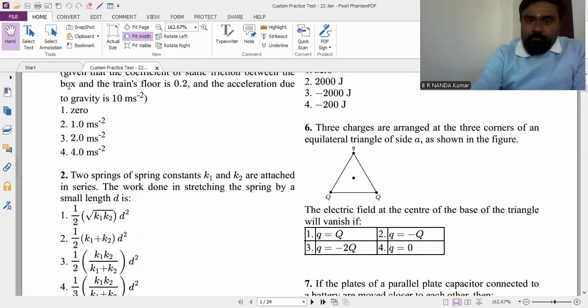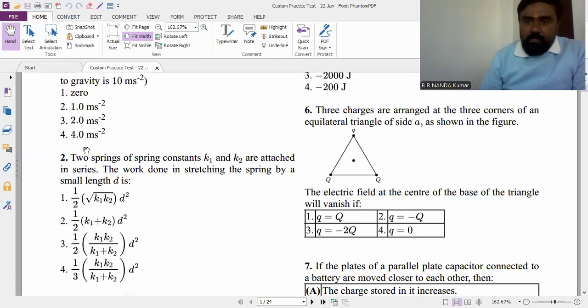Next question number 6. Three charges are arranged at three corners of an equilateral triangle of side A as shown in the figure. The electric field at the center of the base of the triangle. So let us consider the observation point here, the midpoint of the line joining capital Q and capital Q.